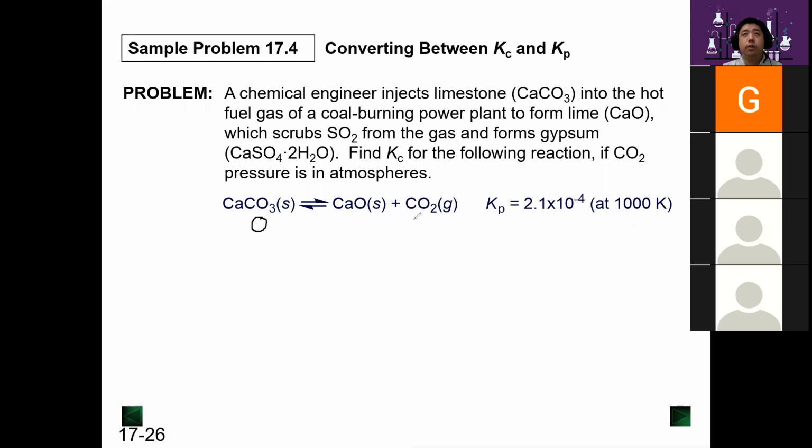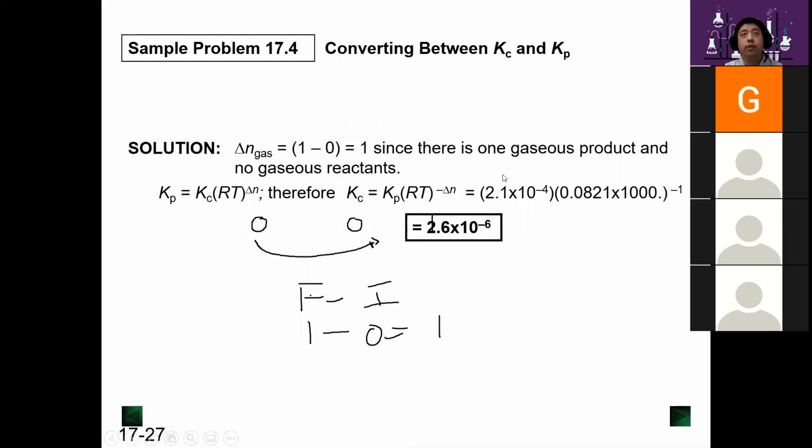So this is 0 and this is 1, right? So this is my before, this is my after. You always do your final minus your initial. So if my final has 1 and my initial has 0, this comes out to 1. Now, with that said, we go over to here. The reason why it is -1 is because we moved the RT delta N to the other side. So in case anyone's confused about that.